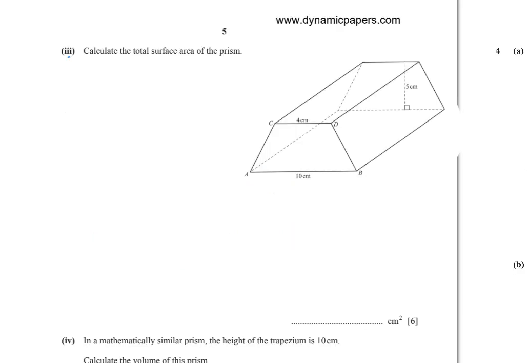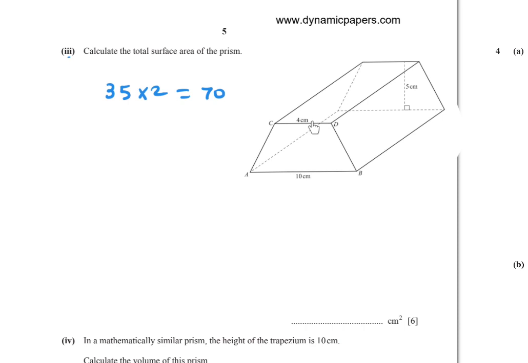(iii), calculate the total surface area of the prism. Total surface area means the area of all faces. We have 6 faces, 2 trapezium and 4 rectangles. For the trapezium, we found the area of the trapezium, which is 35. So the 2 trapezium, 35 times 2 equals 70.